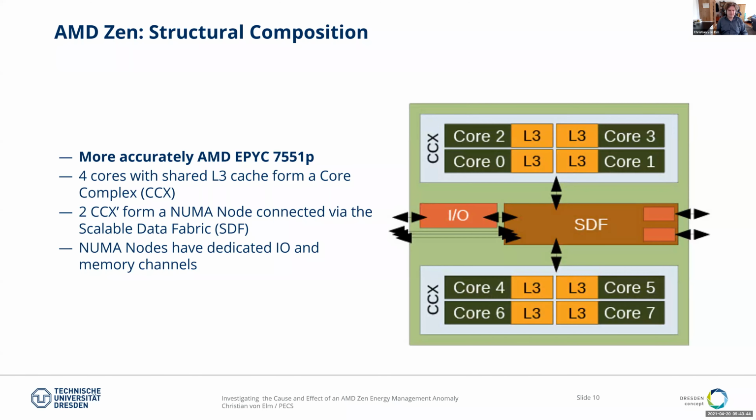Our model was the AMD EPYC 7551P, which is an AMD Zen processor with 32 cores. And the basic building block that was interesting for us was the core complex, which consists of 4 cores with a shared L3 cache. 2 of those core complexes can then be connected to form a NUMA node via the scalable data fabric. And those NUMA nodes have dedicated I/O and memory channels, hence the name NUMA node. It's a non-uniform memory access architecture.